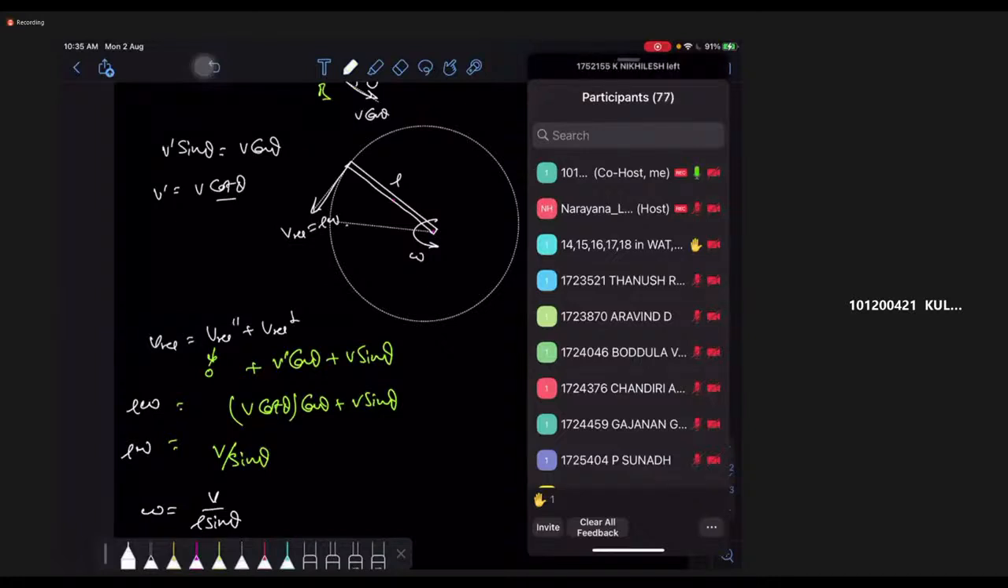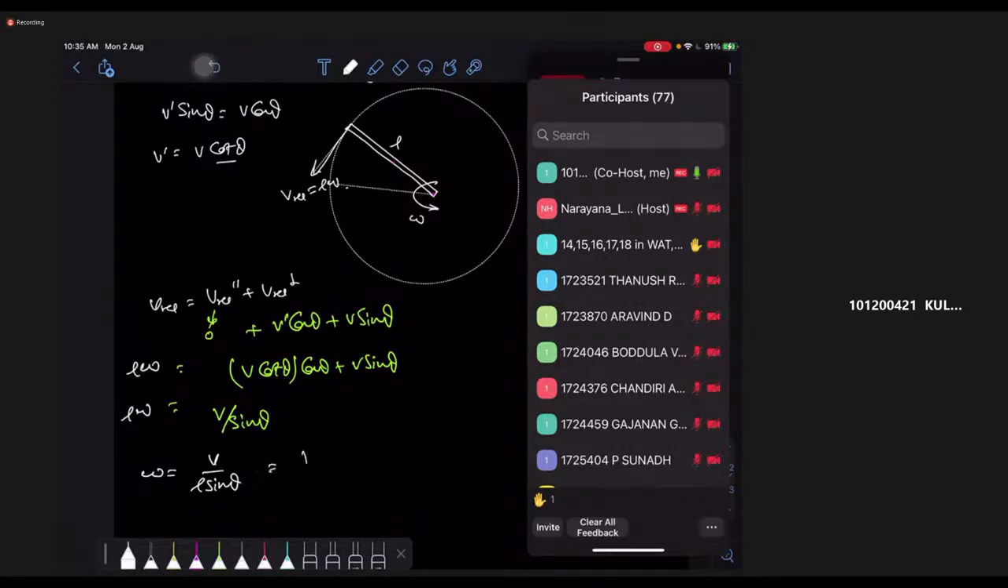That's my omega value. So the first thing he's asking is purely from the rotation chapter: option A, the angular velocity. Theta is given as 60 degrees. With theta being 60 degrees, I can say it's 2V by root 3 L. So option A is correct. Option B is wrong.